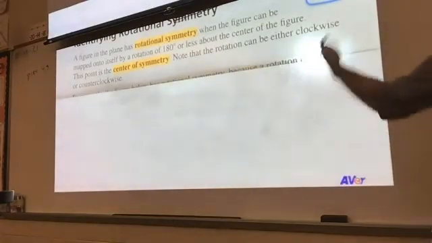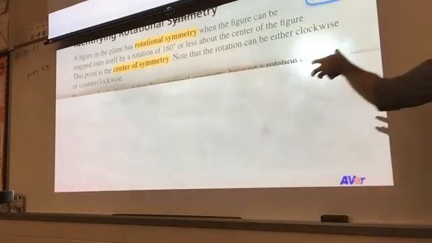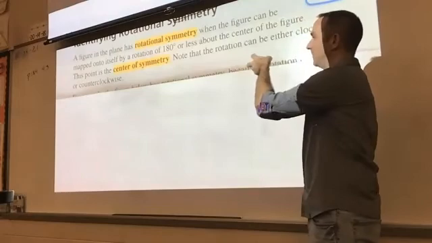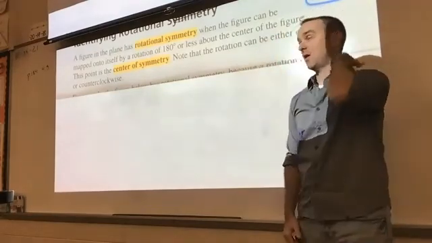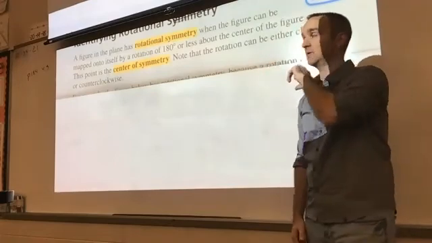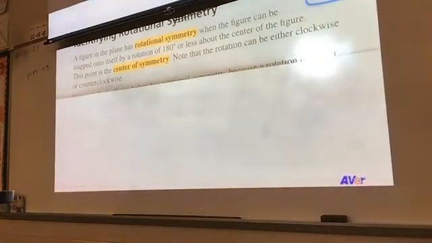All right, so you see the mathematical definition of rotational symmetry, and we'll look at it so we can understand it. It says a figure in the plane has rotational symmetry when the figure can be mapped onto itself by a rotation of 180 or less. What that means is I can take a figure and turn it in place, and it will end up looking the exact same. I turn it some number of degrees, 180 or less, and it's going to end up looking the exact same. That is rotational symmetry.